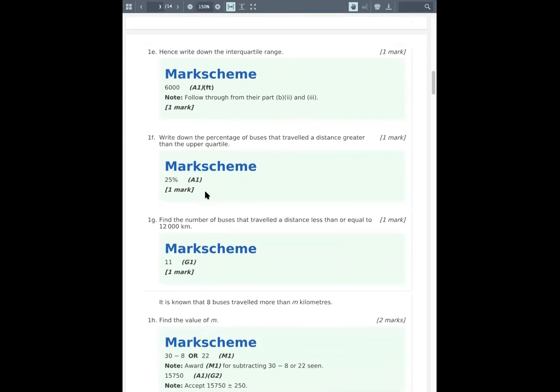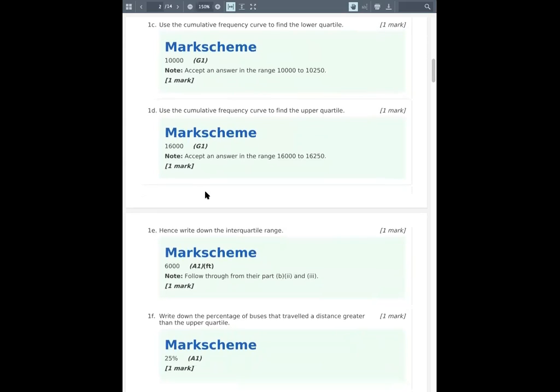Hence, write down the interquartile range. So we would use the answers we got from 1C and 1D. Basically the IQR is when you take quartile 3 and subtract quartile 1.